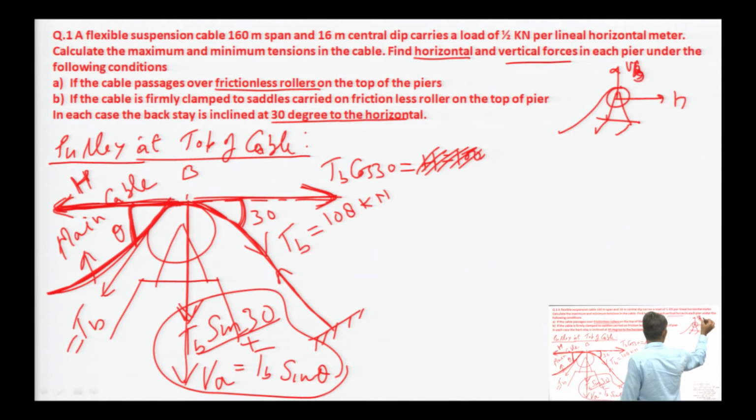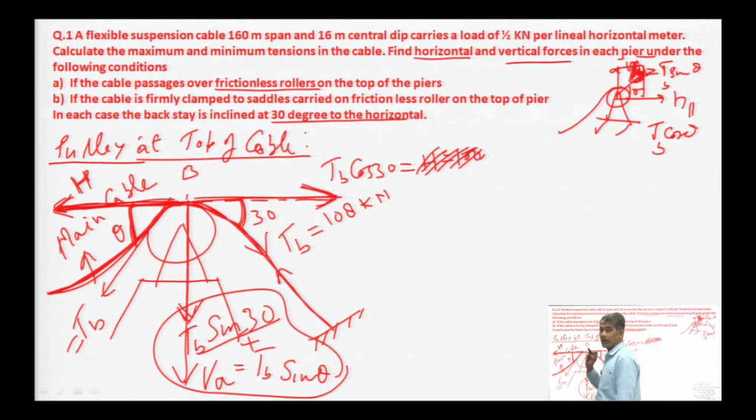So, the VB is T. If this angle is theta, then this is T, this is VA, V is T sin theta, and H is equal to T cos theta, T B actually. So, no need to calculate the value of theta. The vertical component is this. T B we have calculated, so this is calculated.